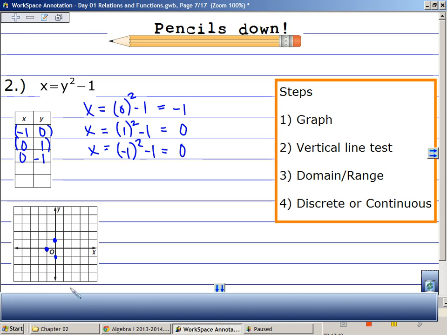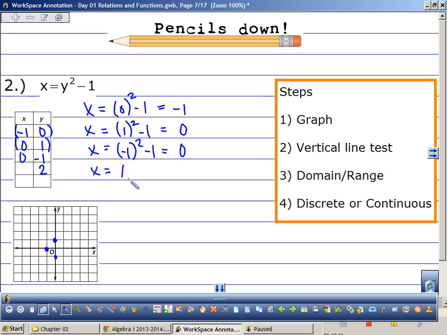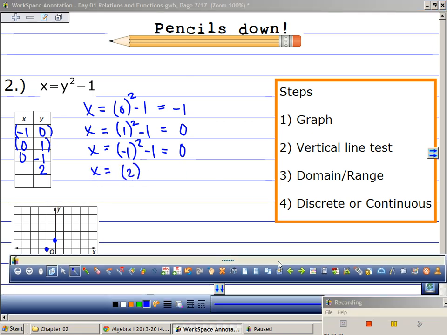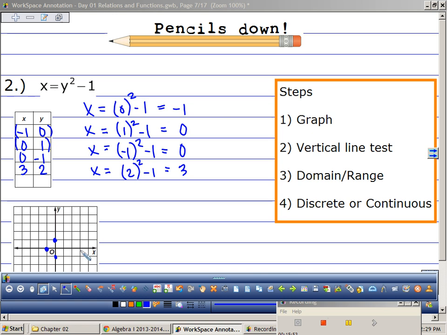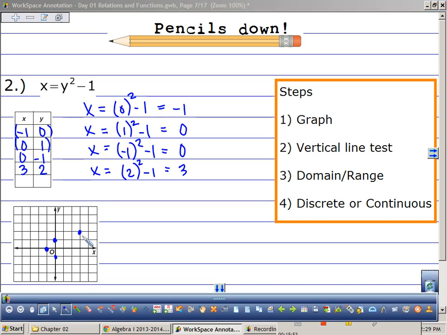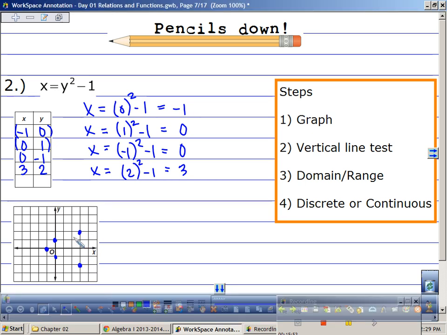I can kind of see the shape starting. Let's go with 2. See what happens. X equals 2 squared minus 1, which is 3. So 3, 2. So at this point, I really don't need this last point, because I know if there's symmetry, then if there's a point here, then there must also be a point here.